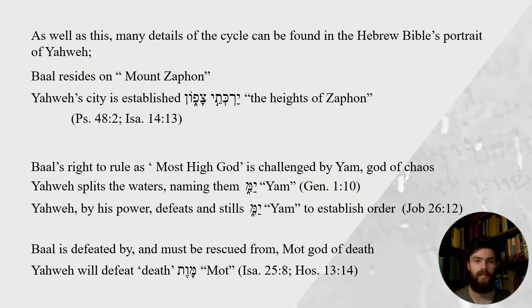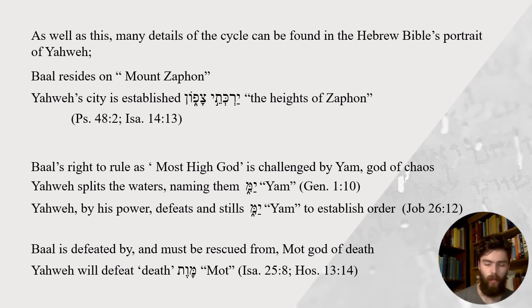Likewise, many of the details of the Baal cycle can be found in the Hebrew portrait of Yahweh. So where the God dwells and what he does, there are also parallels there. Baal resides on Mount Zaphon. Yahweh's city is established on Har Zaphon, or yarketei Zaphon, the heights of Zaphon.